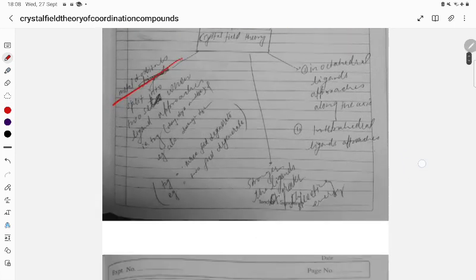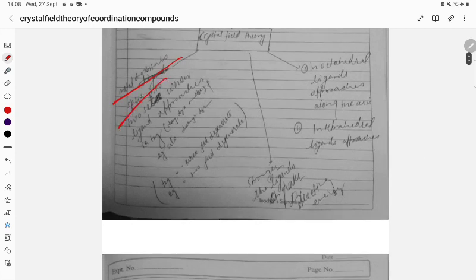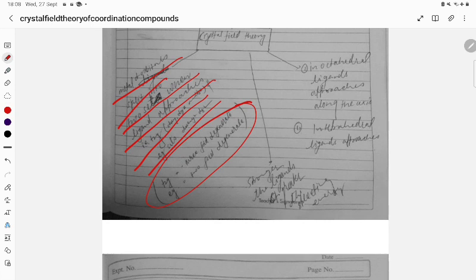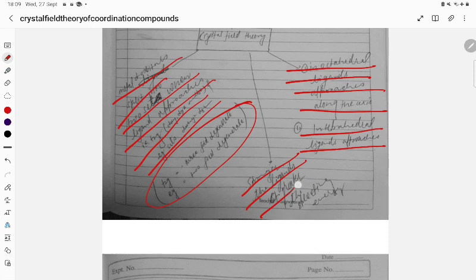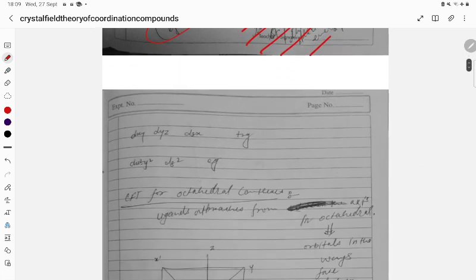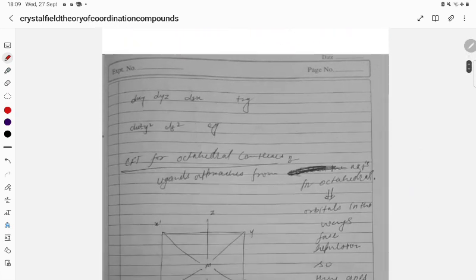The metal's d orbital is split into two sets when ligands approach, that is the T2g and Eg sets. So T2g and Eg sets are there. In octahedral complexes, ligands approach along the axes. In tetrahedral complexes, ligands approach between the axes. The stronger the ligands, the greater the splitting energy. These are the points, student.